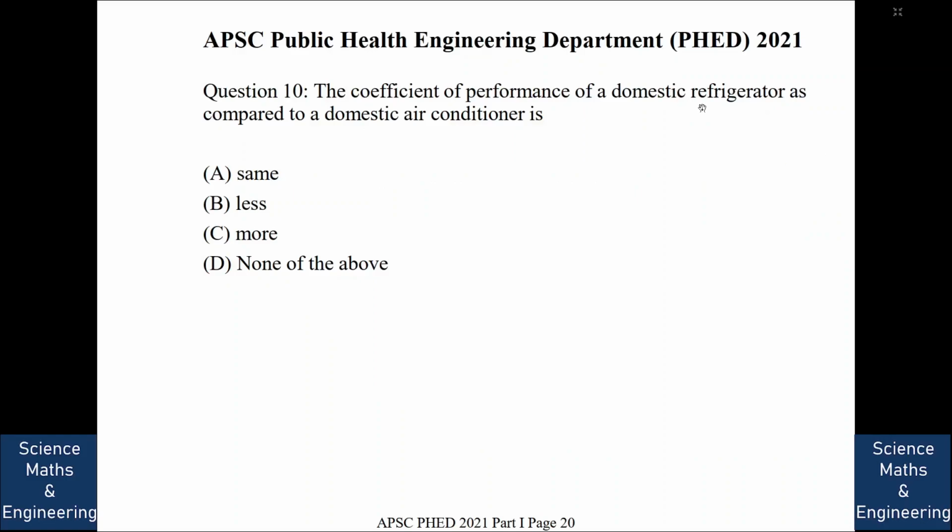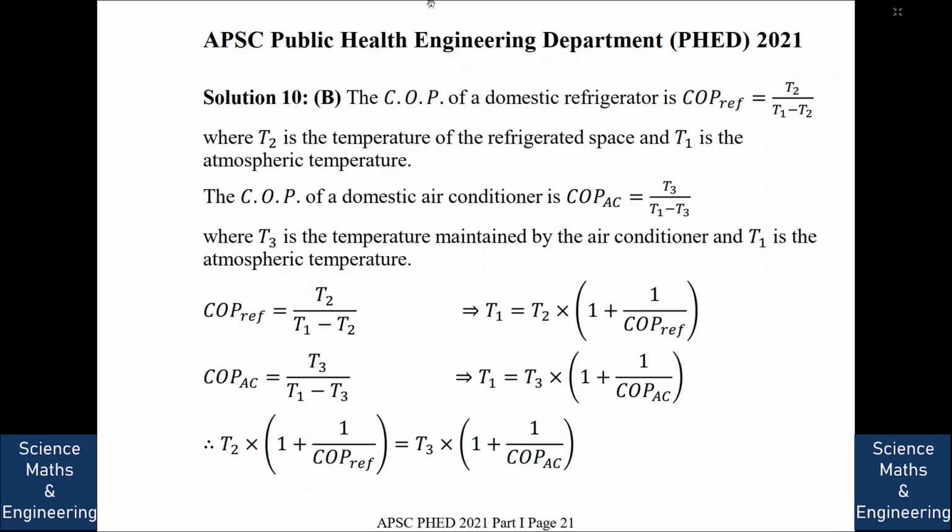The coefficient of performance of a domestic refrigerator as compared to a domestic air conditioner is... so the COP of a domestic refrigerator, whether it is greater or less than the COP of a domestic air conditioner. So let us check. The COP of a domestic refrigerator we can give as T2 by T1 minus T2. So T2 is the refrigerator space desired temperature, and T1 is the atmospheric temperature. Now the COP of a domestic air conditioner, COP of AC would be T3 divided by T1 minus T3, where T3 is the temperature maintained by the air conditioner and T1 is the atmospheric temperature again.